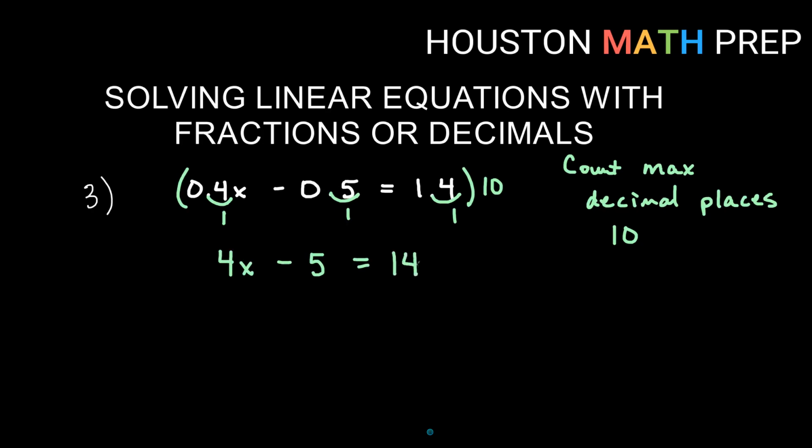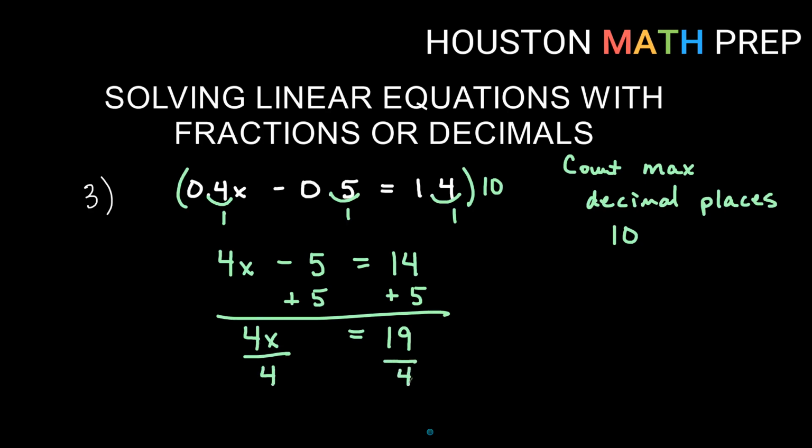And now we can solve this again free of any decimals. We don't have to worry about any sort of weird complication. We just simply now add our 5 and get the 4x term by itself. So we'll have 4x, nothing but 4x over there. 14 plus 5 would be 19. And now get rid of the times 4 with divide by 4. And so this one will get x is 19 over 4.